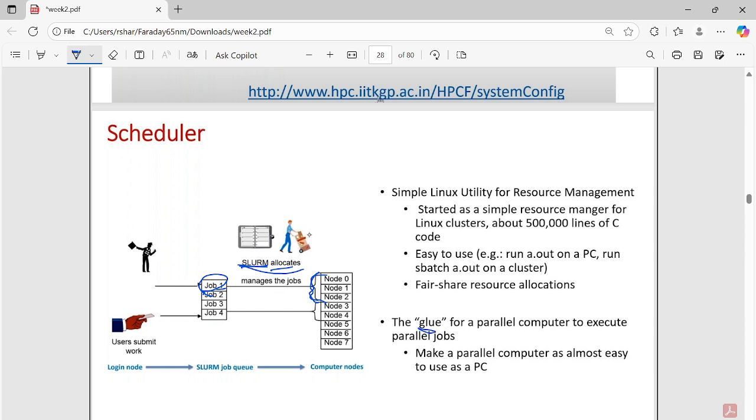The glue for parallel computers to execute the jobs parallelly.